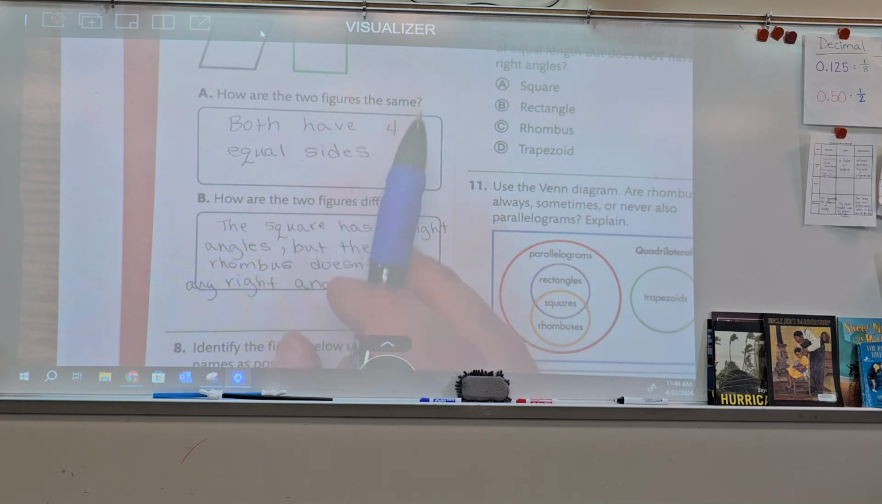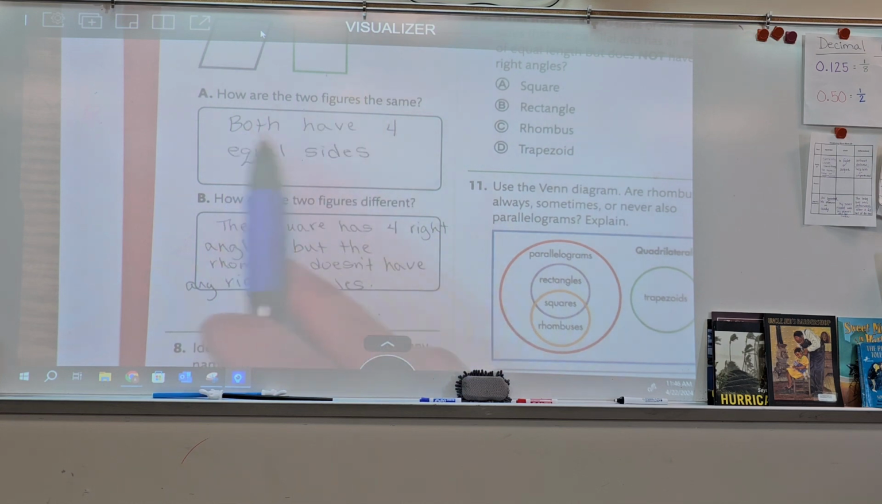When you're talking about how they're the same, you can just tell me they both have, and then what is the same? 4 equal sides.